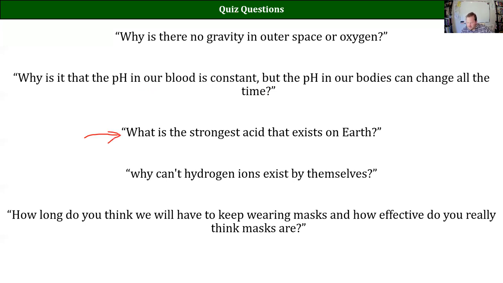This one's a good one. I don't know the absolute strongest acid on Earth, but I know the strongest acid that's commonly used in chemistry labs is called aqua regia. And it's a mixture of, I want to say it's two parts concentrated nitric acid to one part concentrated sulfuric acid, but those might be reversed. But it's a mixture of nitric acid and sulfuric acid.